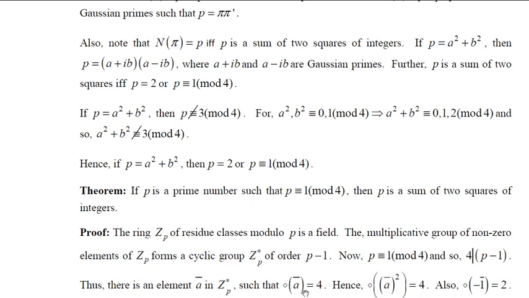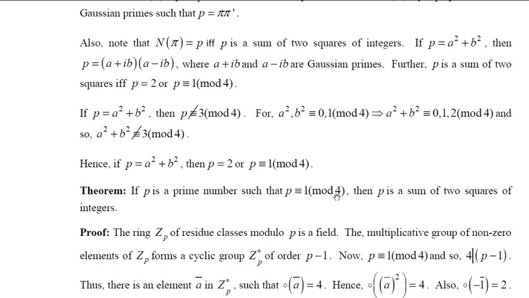Then the order of a bar squared should be equal to 2. In fact, this is 2, not 4, so that the order of a bar will become 4. The order of a squared should be equal to 2. But there is an element whose order is 2. That element is minus 1, because minus 1 squared becomes 1.